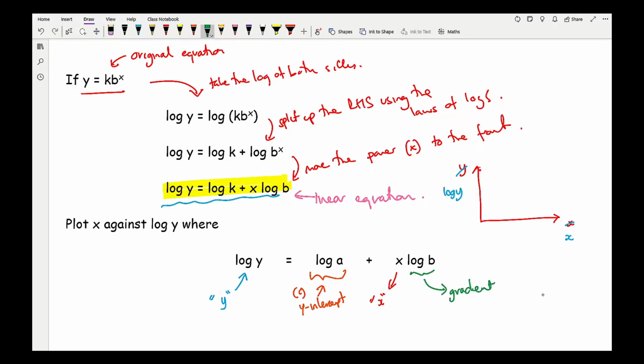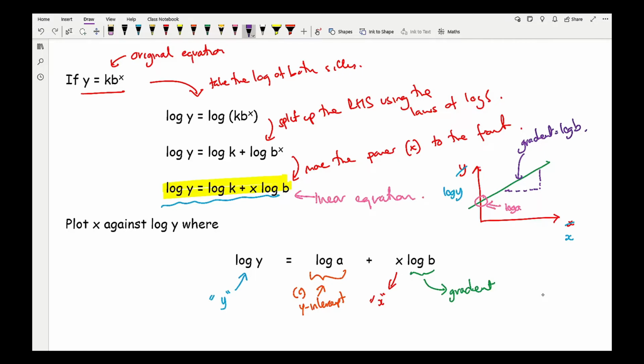So if you then go on to plot x against log y, in which hopefully you'd get a straight line, then this value here would represent my log a value, and the gradient of that green line would give me my log b value. And then once I've got what log b is, I can use the rules of logs to work out what the value of b is going to be, and likewise with regards to a.